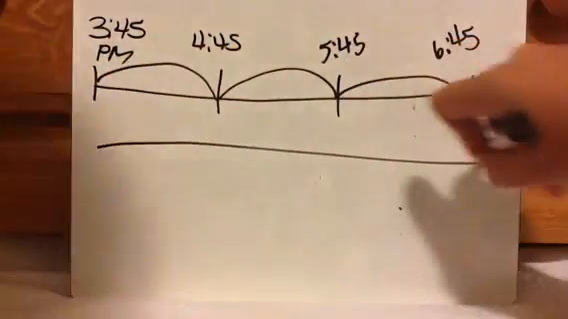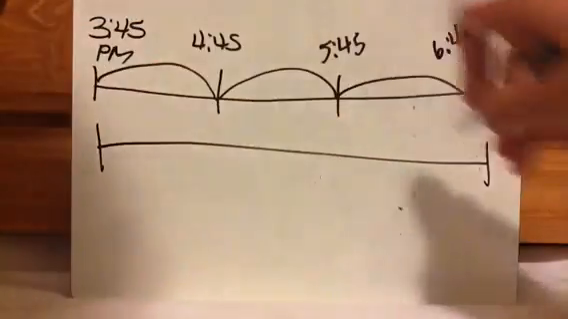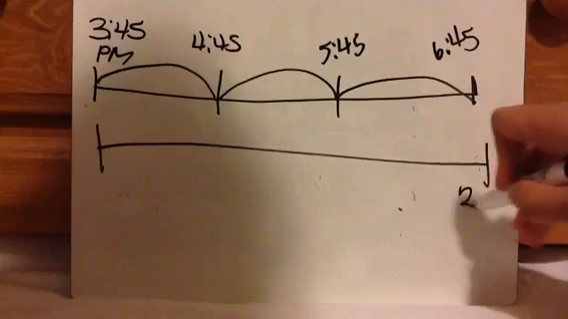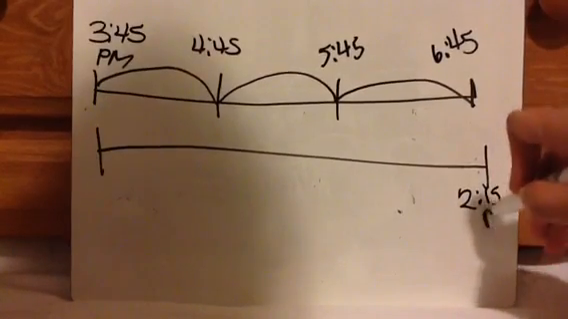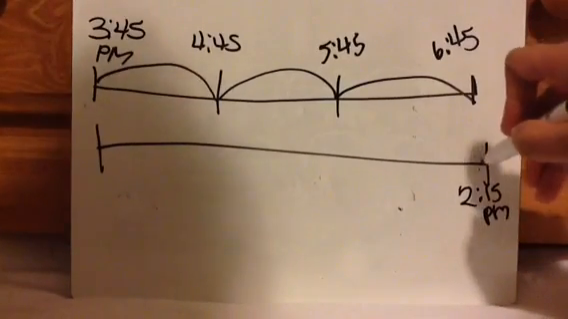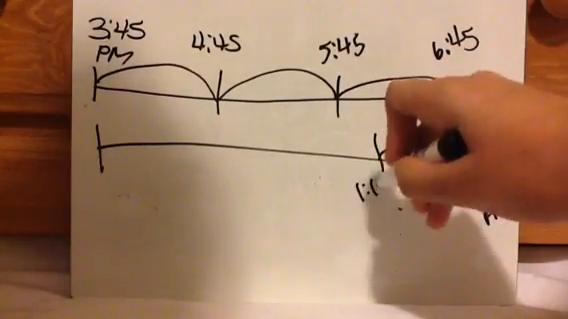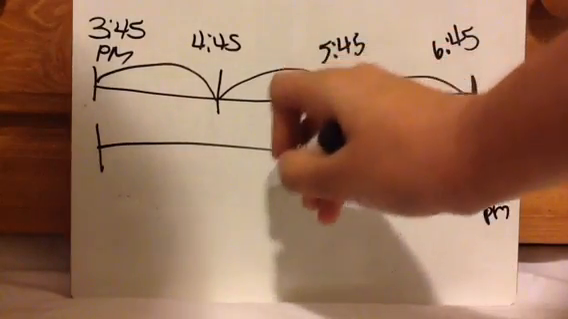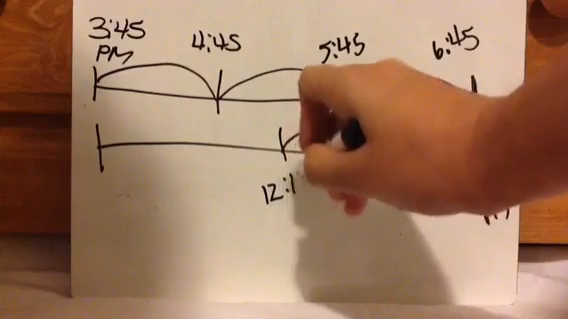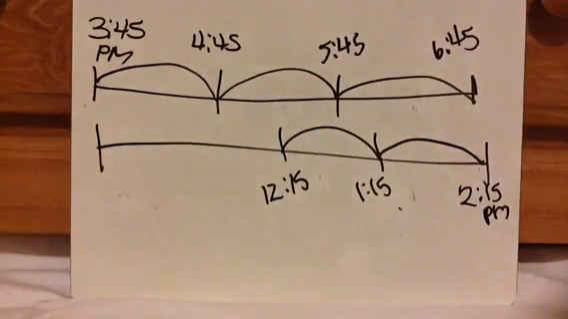So same thing. Let's say she walked out of the theater at 2:15 p.m. and it was a 2-hour movie. So go back 1 hour, it's now 1:15. Go back 1 hour, it's now 12:15. She walked into the theater at 12:15 p.m.